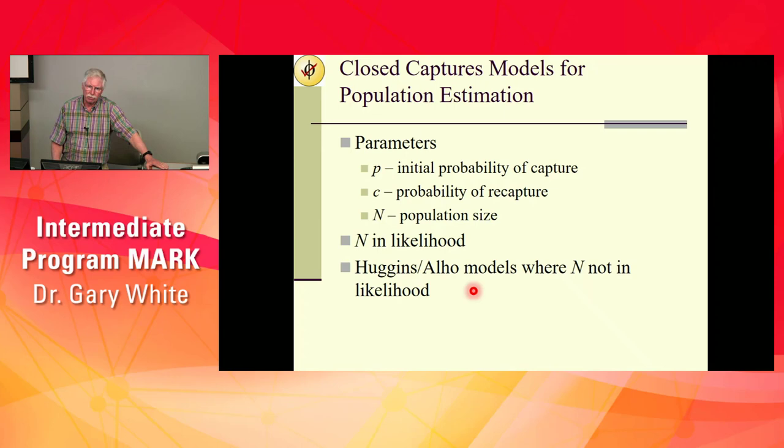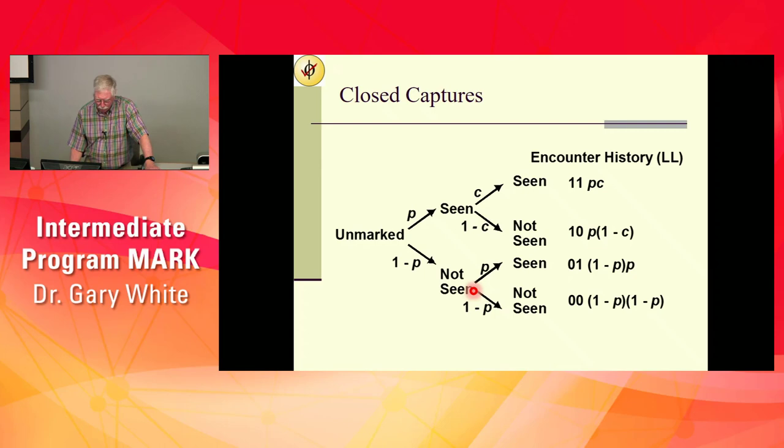Just to lay out this conditional binomial that we've used to explain all the models so far, you start off unmarked. And if you get caught with probability P, then you've been seen now, and then from then on, you operate with probability C or 1 minus C, whether you're detected or not. And so if you're seen and seen again, you get a 1-1, P C. If you're seen and not seen, you get a 1-0, P, 1 minus C. And then 0-1: 1 minus P times P. Notice 1 minus P times P, no C now. You haven't been caught yet until that occasion. From now on, you're going to get a C. And down below, 1 minus P, 1 minus P.